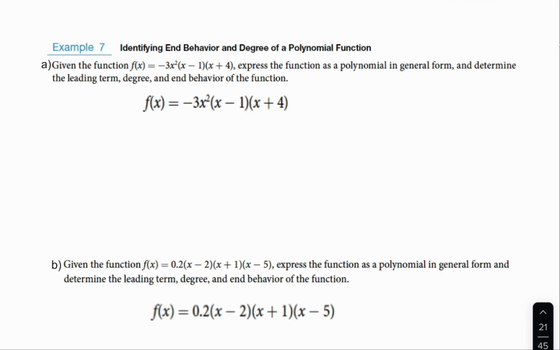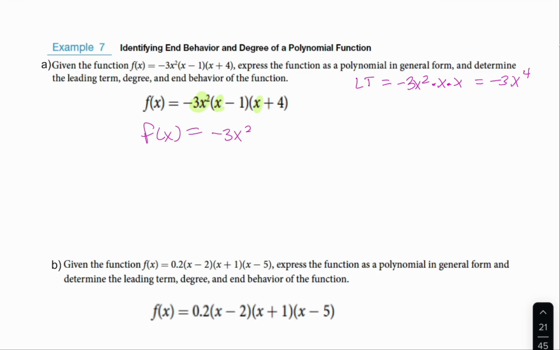given this polynomial that's been factored, we're going to multiply it out and put it in general form. We're going to find the lead term, the degree, and the end behavior. Okay, so the lead term is just going to be the multiplication of those things. So it would be negative 3x squared times x, which is negative 3x to the fourth.